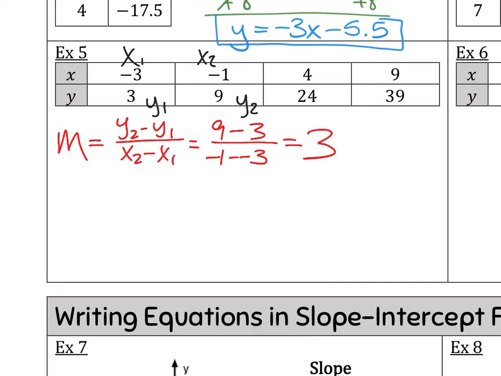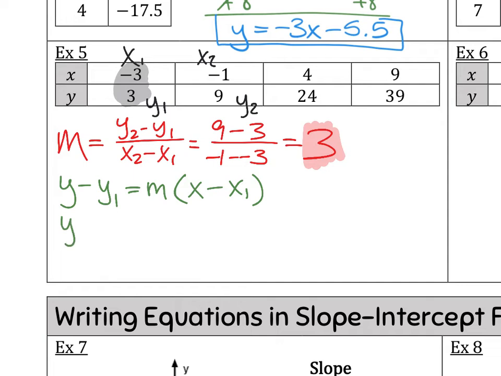Yeah, okay, cool. Now that I have my slope and I have my point, x1, y1, I'm going to plug it all in. What am I plugging it into? What equation number? Which equation number is this one? 10. I plug it into 10. So this is going to be y minus y1 equal to m times x minus x1.